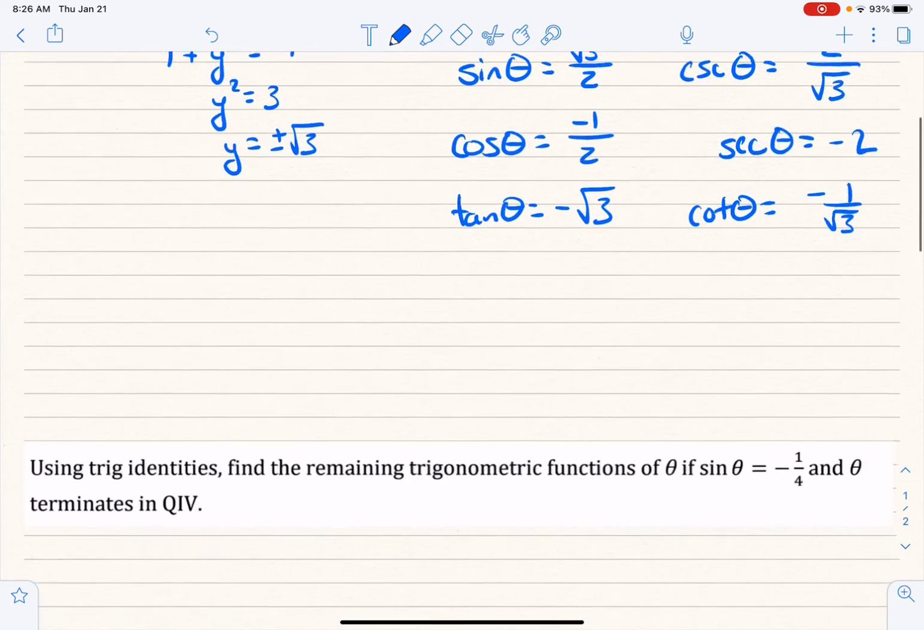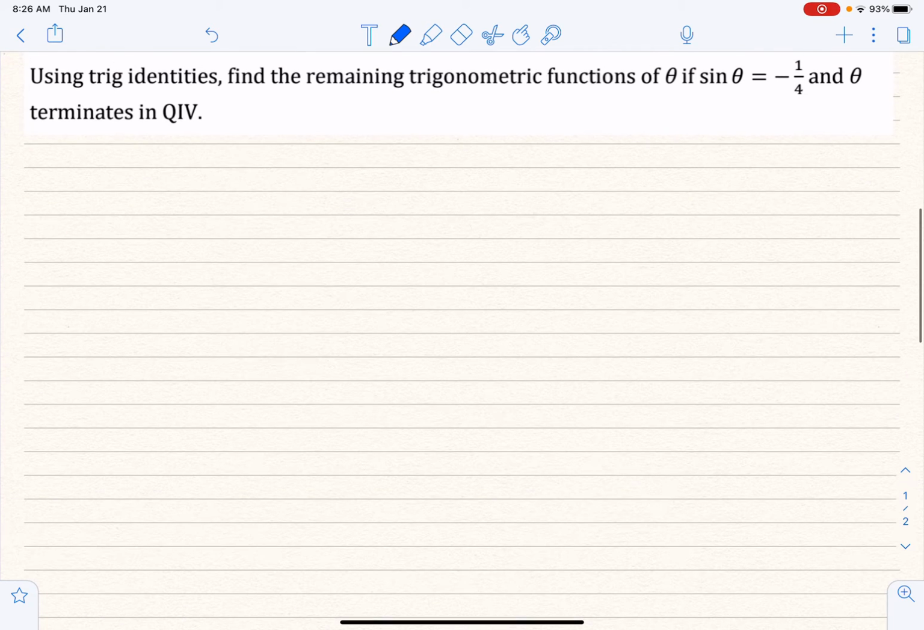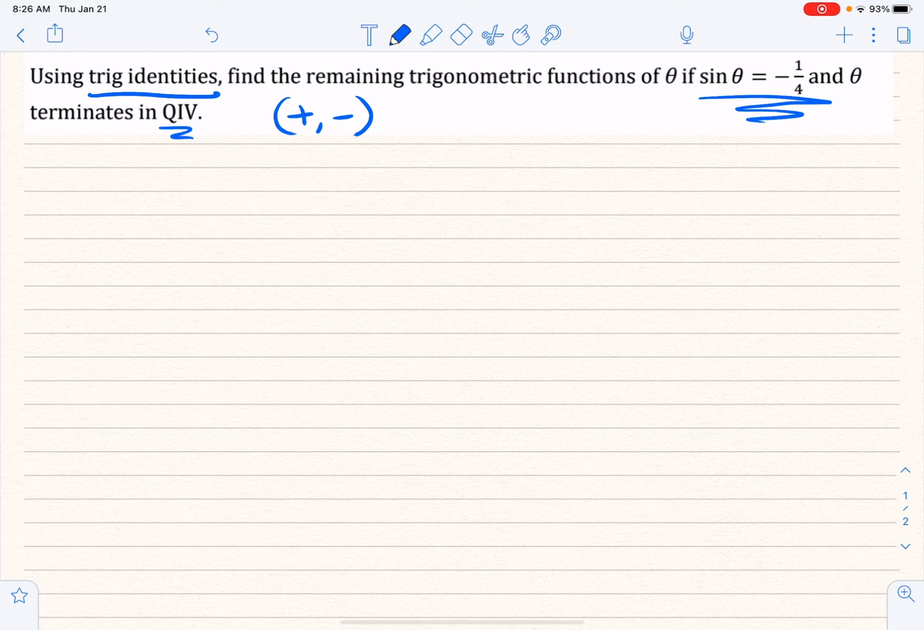Okay, next, it says this time using trig identities. We're not supposed to use x squared plus y squared equals r squared. We're supposed to use trig identities, okay, to find this. We're given that sine theta is equal to -1/4 and that theta terminates in quadrant 4. Quadrant 4, x is positive, but y is negative, and that's why sine theta is negative.